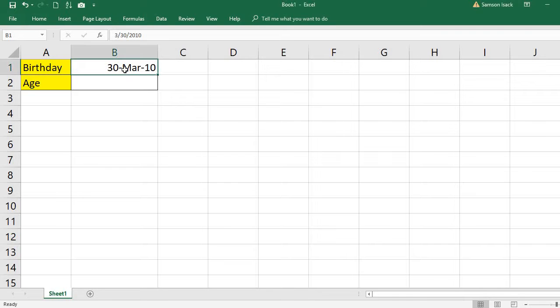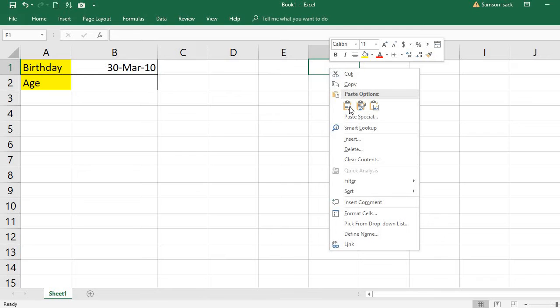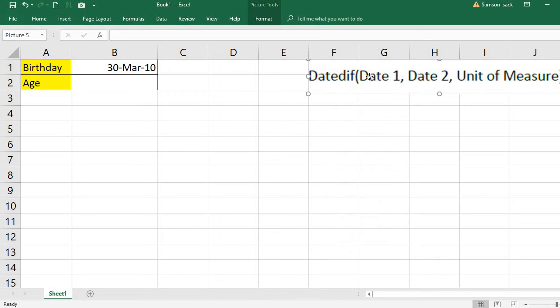Now I am going to show you how to calculate the age for a particular birth date. The birth date I have here is 30th March of 2010. Now I want to know the age. How can we calculate the age? There may be many ways, but I am showing a very straightforward way, where we are going to use a function called DATEDIF.